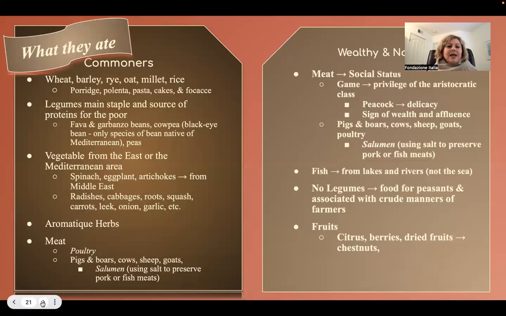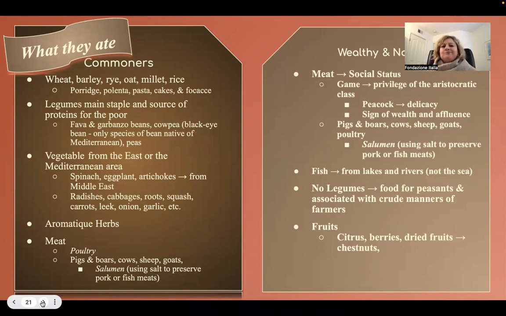Aromatic herbs and meat: poultry, pigs and boar, cows, sheep, goats, and eventually, around this time, what Italy is famous for, the salumi, the cured meats. The art of curing meat is born around this era. Salumi comes from salt. Poultry was definitely enjoyed more by the commoners than the wealthy, especially chicken.